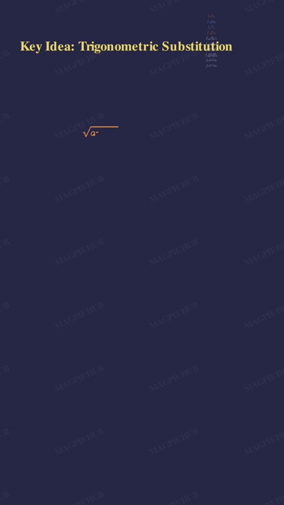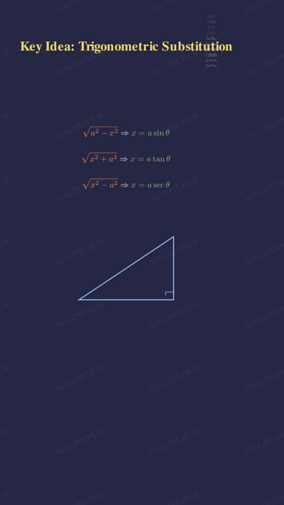The key idea behind these standard forms is trigonometric substitution. When you see a squared minus x squared under a square root, substitute x equals a sin theta. For x squared plus a squared, use x equals a tan theta. And for x squared minus a squared, use x equals a secant theta. Think of a right triangle where theta connects x, a, and the square root expression.